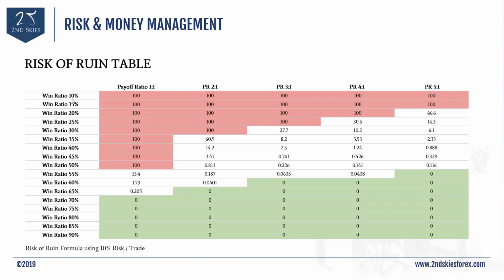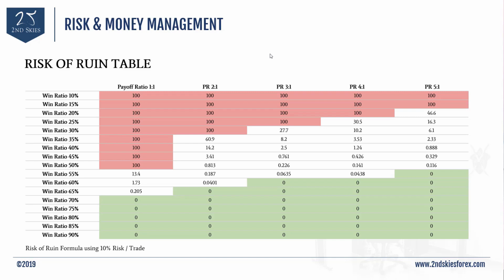Right here is your win ratio, or another way to express this is accuracy. So we have varying levels of accuracy based in 5% increments. This would be, hey, I'm 10% accurate, so I'm winning 10 out of every 100 trades, 15%, 20%, all the way down to 90%.